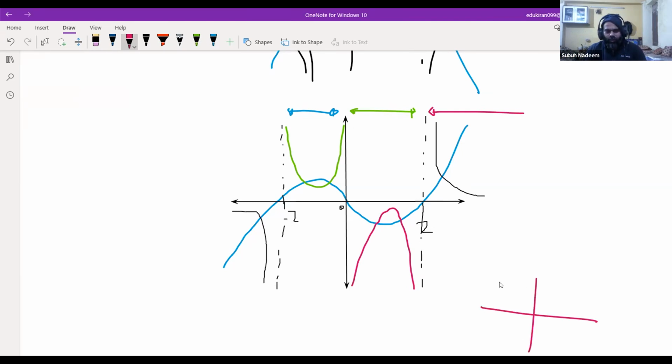That is going like this, this one, and then this one, and then this one. These are the asymptotes. Is it okay? Yes, sir.